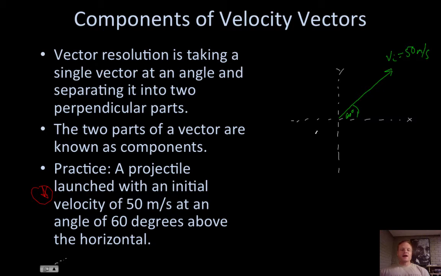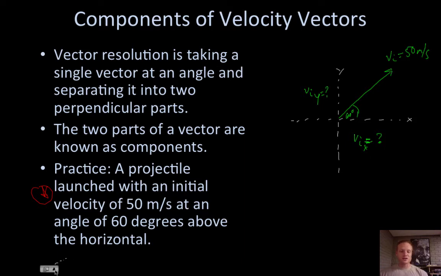The question is, what is v sub I x? I should put the x in there. That would help. V sub I x, and what is v sub I y? Basically, if I were to break this into two components, a horizontal component, aka the x component, and a vertical component, aka the y component, what would the initial velocities be in each of those directions?